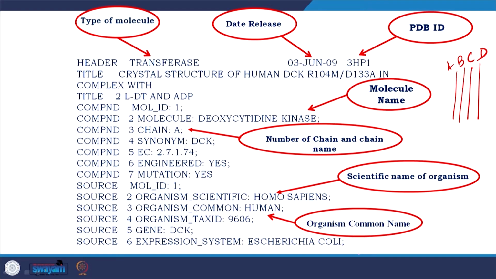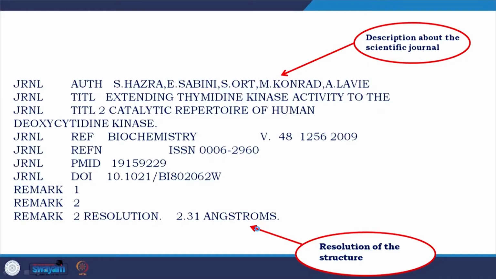Where it is expressed, the expression system. So, lots of experimental information is there. So, the expression system is E. coli. So, though it is a eukaryotic protein, it is expressed in a prokaryote. The standard system we use is E. coli. All those information you could see.